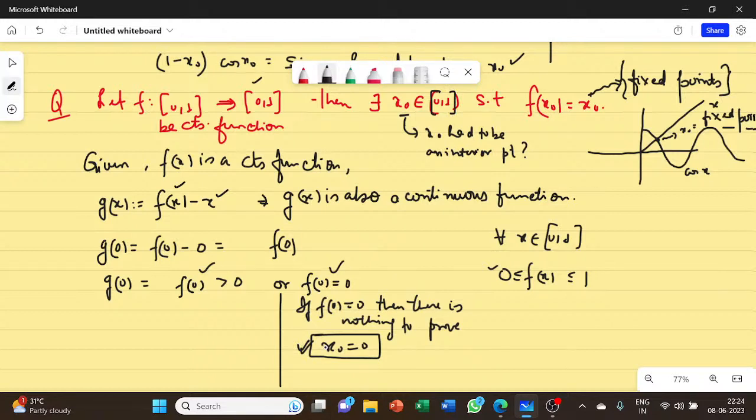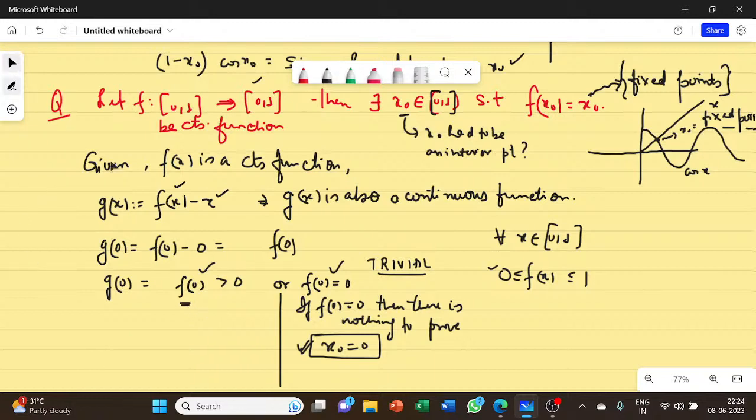See, what I want to say is that according to the given condition, let us assume another function. So g of x is another function which is f of x minus x. Now if I try to find g of 0, it will be equal to f of 0, and f of 0 would lie between 0 and 1 only. So one case would be, if f of 0 is equal to 0, then there is nothing to prove, because then your x naught is equal to 0 only. So this is what we had to prove. But this is a trivial case, so we'll not focus on this particular point. We'll focus on this particular point.